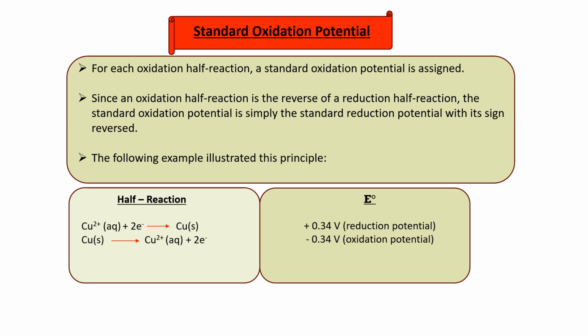Standard oxidation potential. For each oxidation half reaction, a standard oxidation potential is assigned. Since an oxidation half reaction is the reverse of a reduction half reaction, the standard oxidation potential is simply the standard reduction potential with its sign reversed. The following example illustrates this principle.